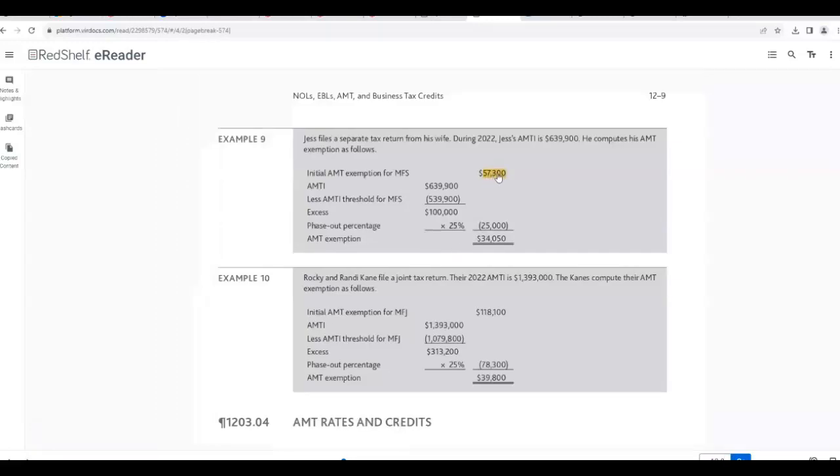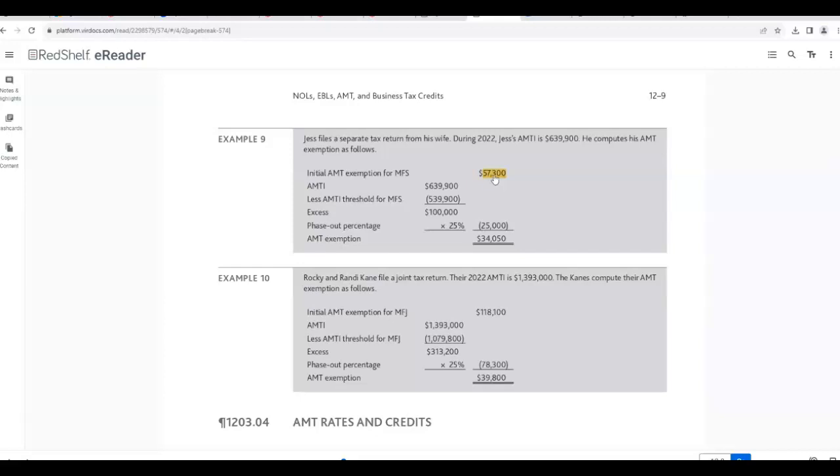That 57,300 was probably from a year ago. It has to change to 59,050, but whoever was editing this book forgot. That's fine, I don't care. I'm just trying to learn the system.